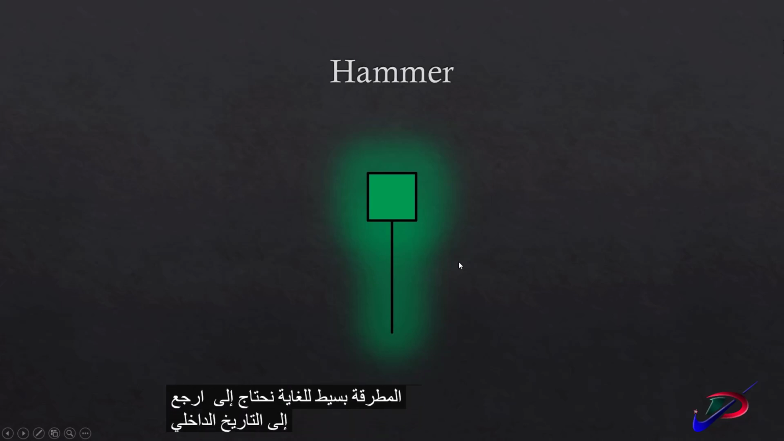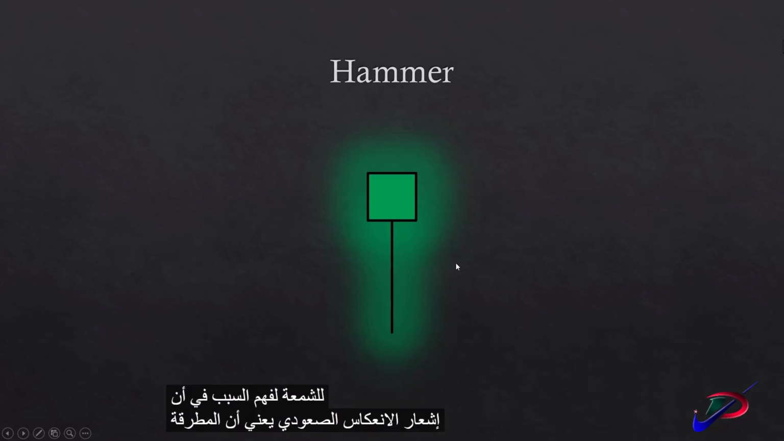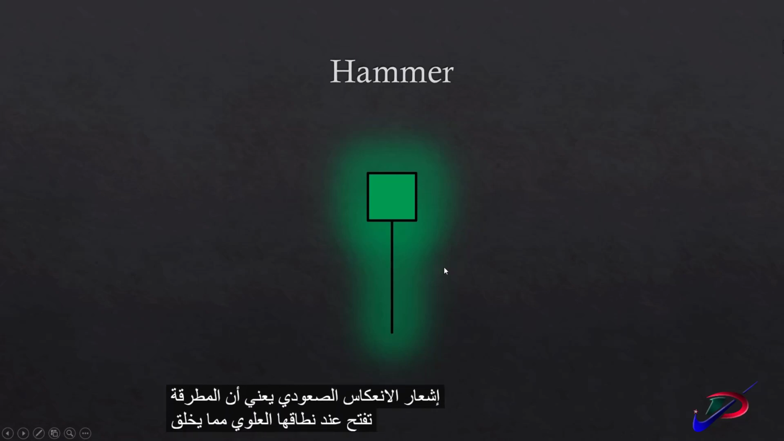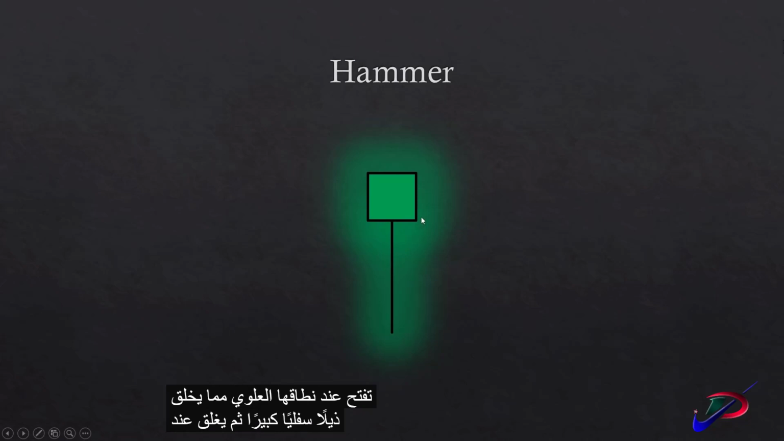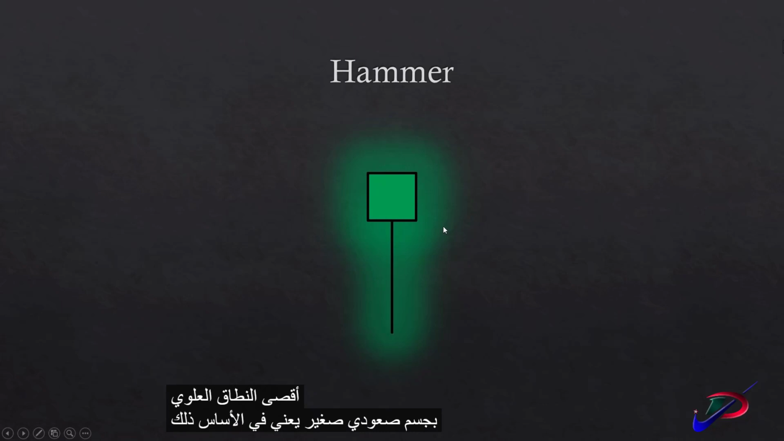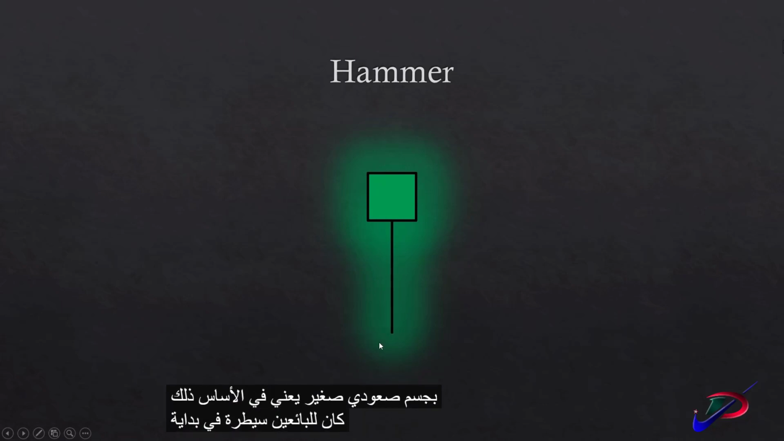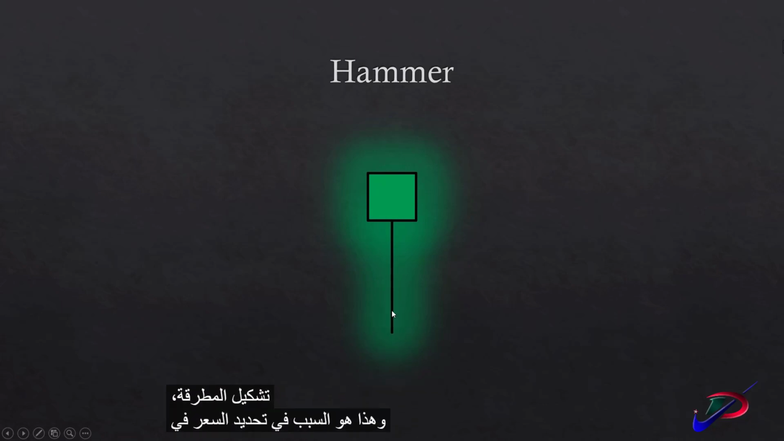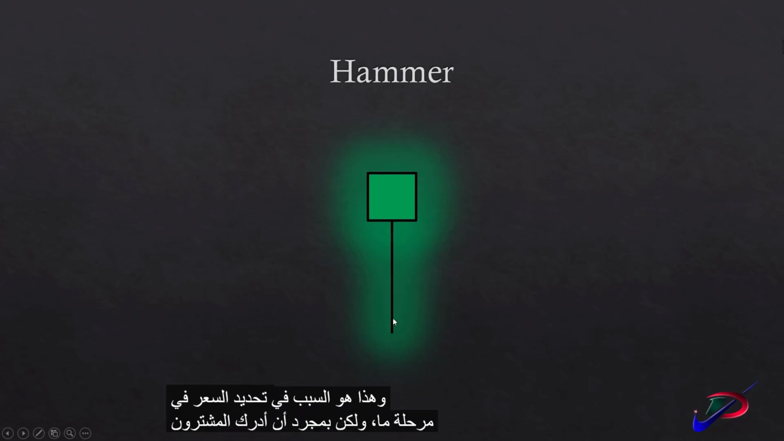We need to roll back the internal history of the candlestick to understand why it means a bullish reversal. Notice that the hammer opens on its upper range, creates a large lower tail, and then it closes on the extreme of the upper range with a small bullish body. That basically means that sellers had the control in the beginning of the formation of the hammer, and that's why price was down there at some point.